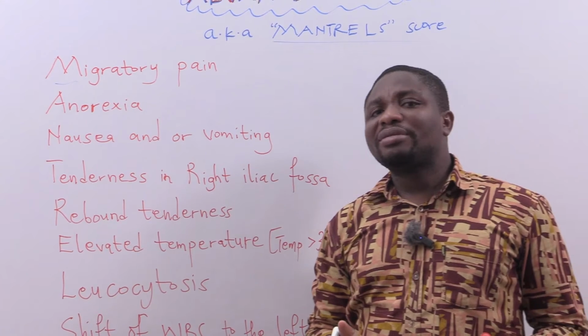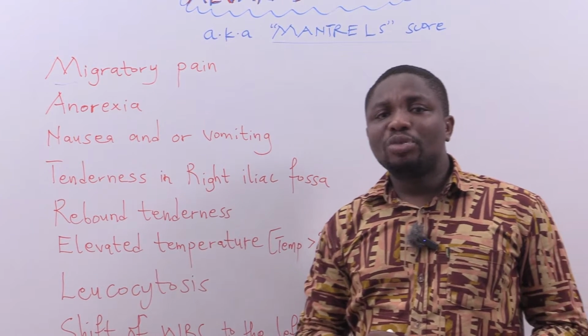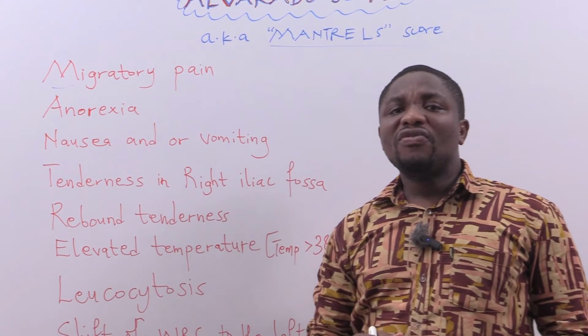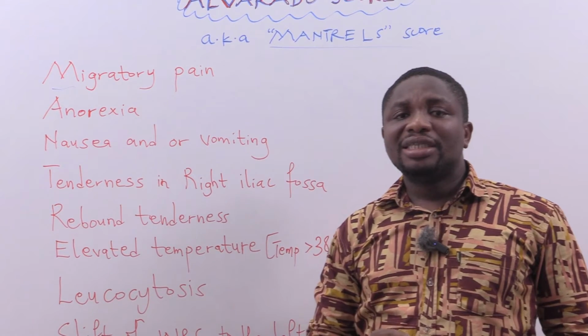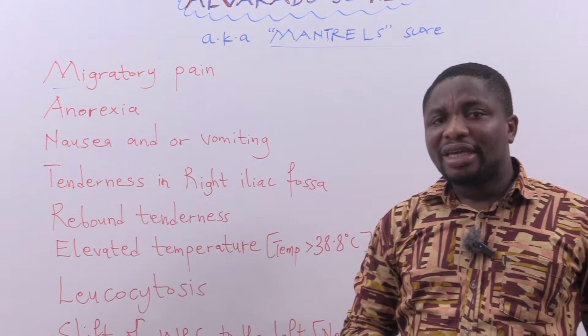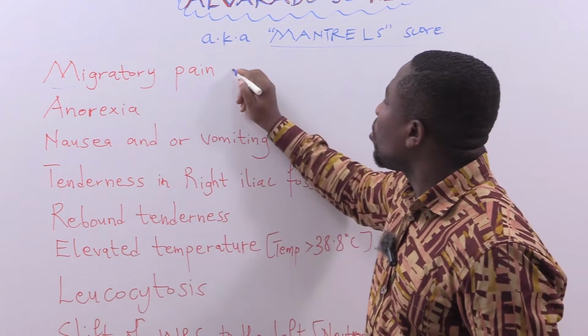So the patient will describe the pain as starting off within the center of the abdomen and then moving towards the right iliac fossa or the right lower quadrant. That is what is described as a migratory pain. And if the patient describes such, then we'll give a score of 1.